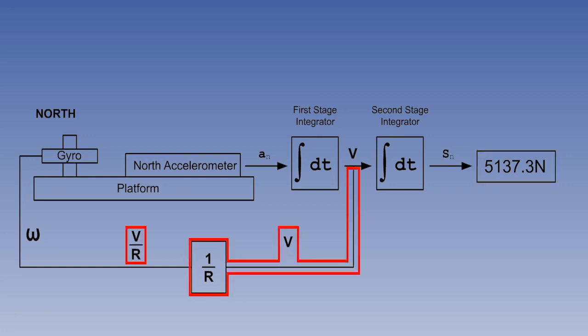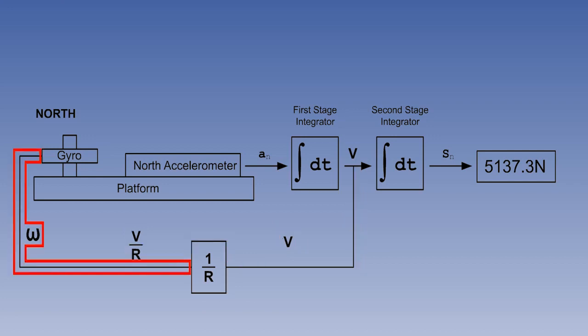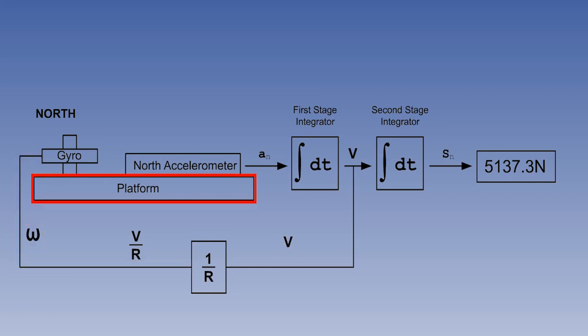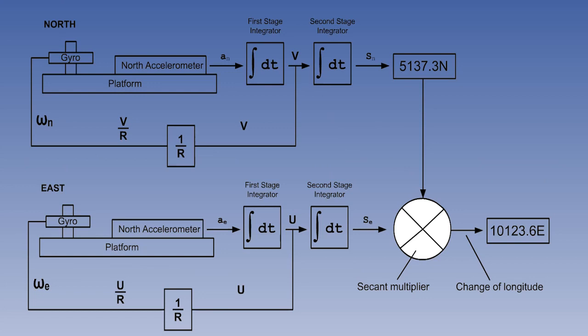A parallel feed of the velocity is fed backwards through a V/R feedback loop, where it is converted to the omega term, which is used to rotate the gyro to keep the platform perpendicular to the local gravity vector. The same sequence is taking place simultaneously in the east channel, the only difference being the addition of a secant multiplier to convert the easterly distance gone, or SE, into change of longitude.